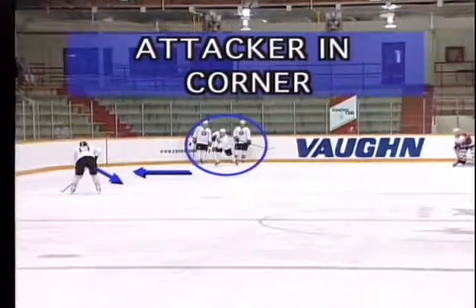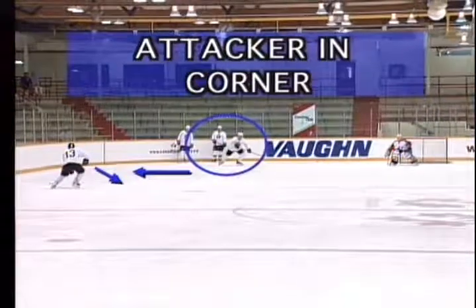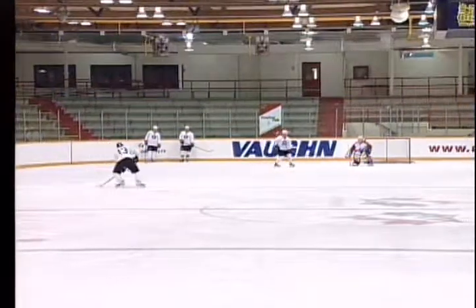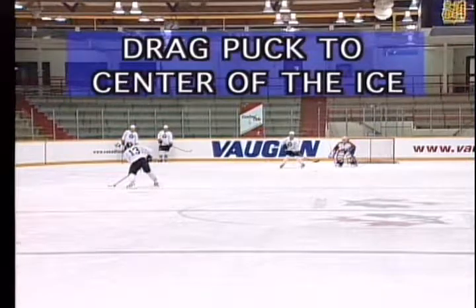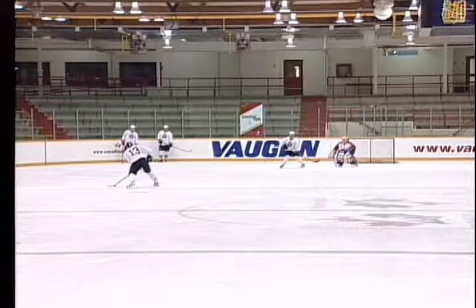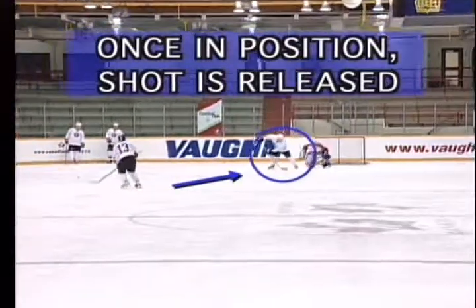The attacker in the corner will bank the puck off the boards or glass. Once the puck is under control, the point player will drag the puck to the center of the ice. Meanwhile, the passer will now go to the slot for either a screen or deflection. When this player is in position, a low, hard shot can be released from the point player.